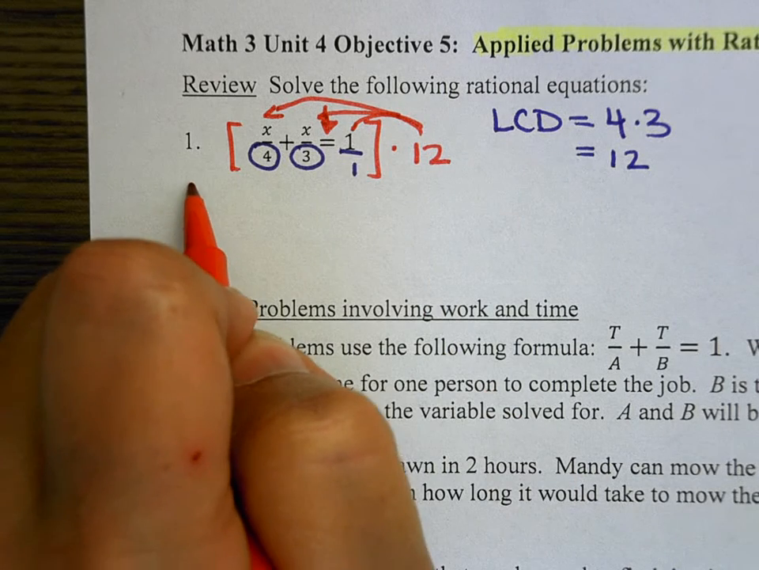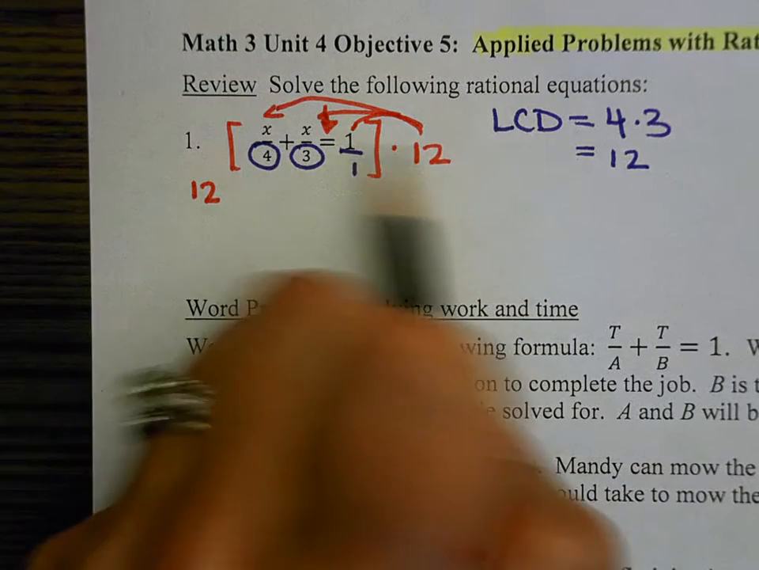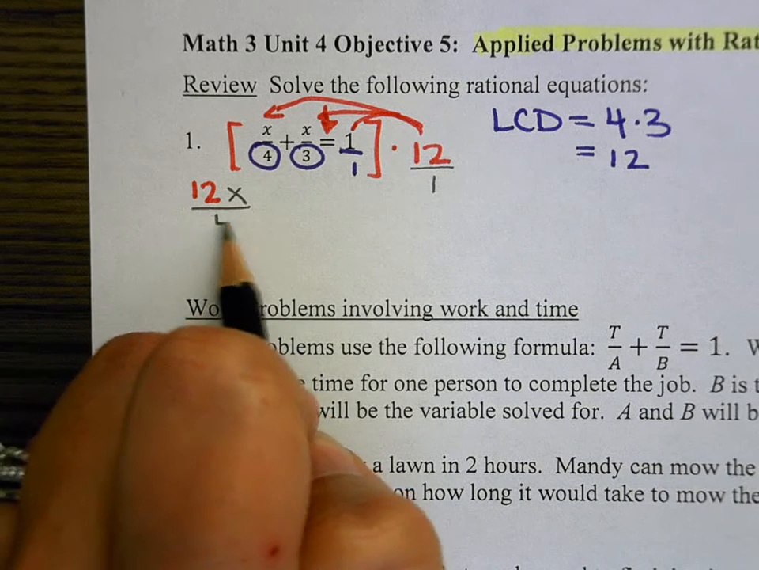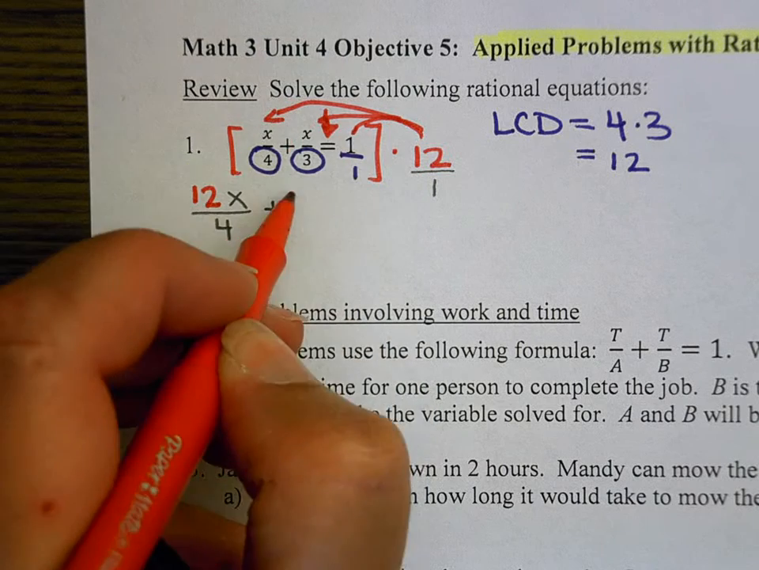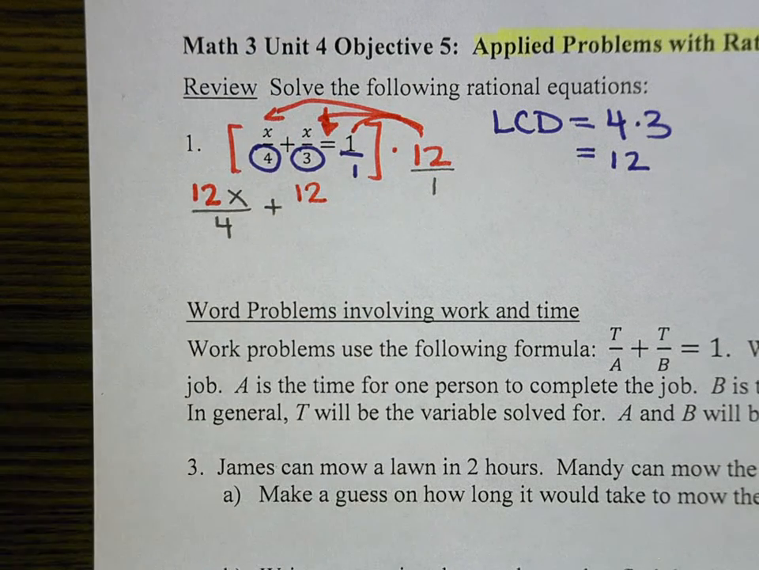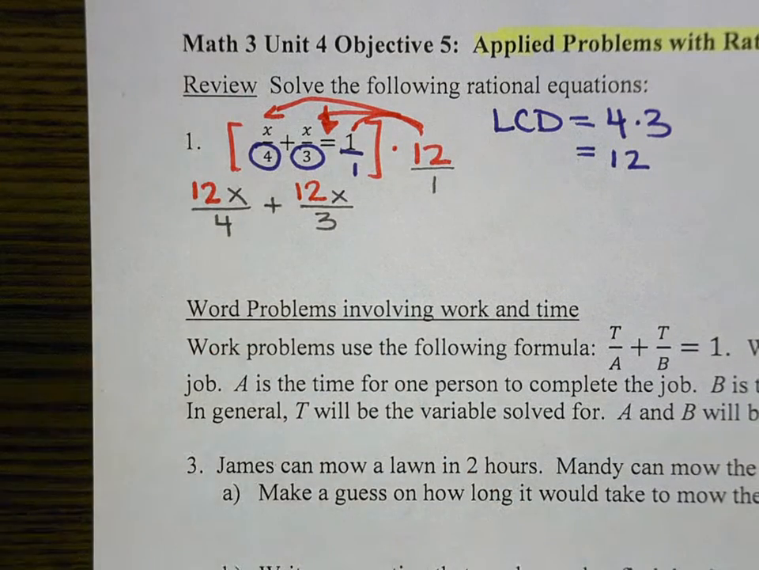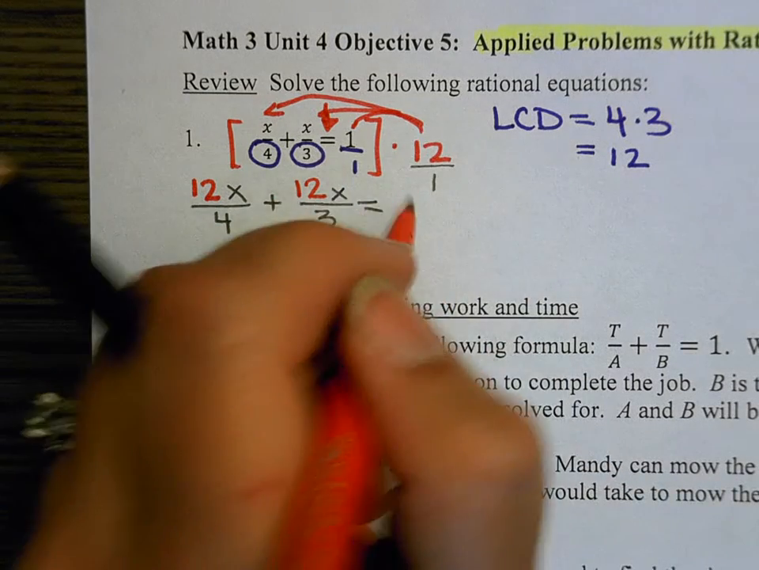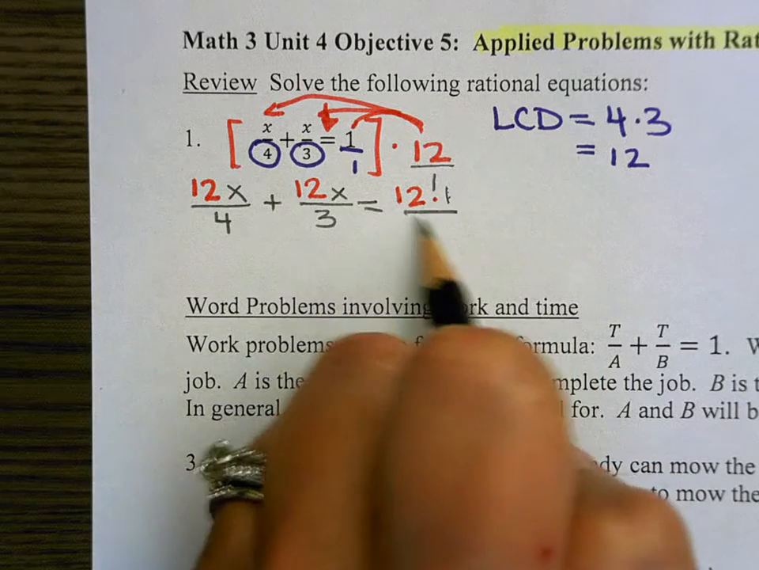So we will have 12 and then x over 4, right? We're multiplying just to the numerator because that's like 12 over 1. So we would have 12x over 4, plus, and then again we multiply to the numerator, so that would be 12x over 3. And then we would have equals, and then 12 times 1 over 1.